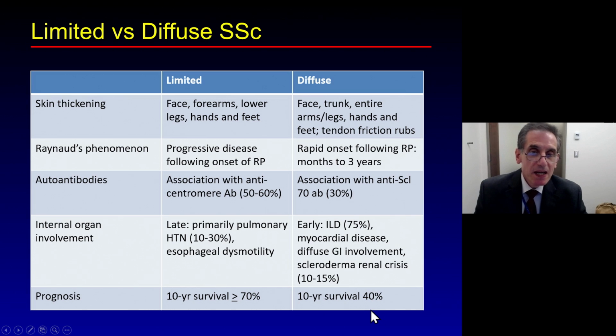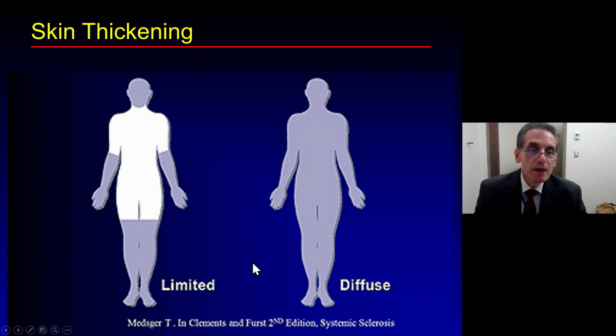And as you can see, the survival between the two, whether it's limited or diffuse, is different. So patients who have limited scleroderma have a higher 10-year survival rate than those who have diffuse scleroderma. So understanding the presence of skin disease and the distribution of that skin disease can predict not only the organs that are involved, but also the prognosis. And this just reiterates that.